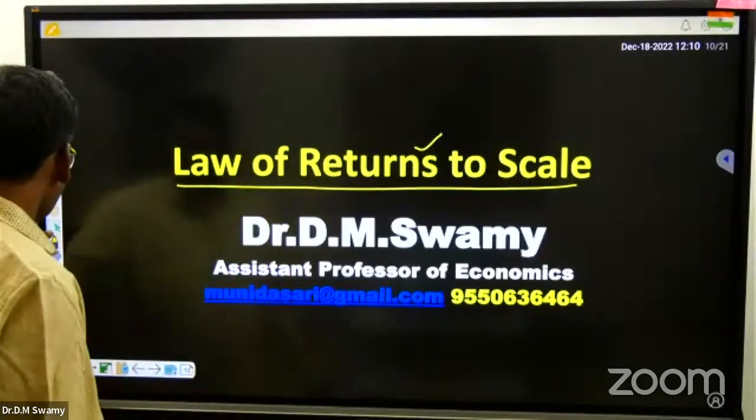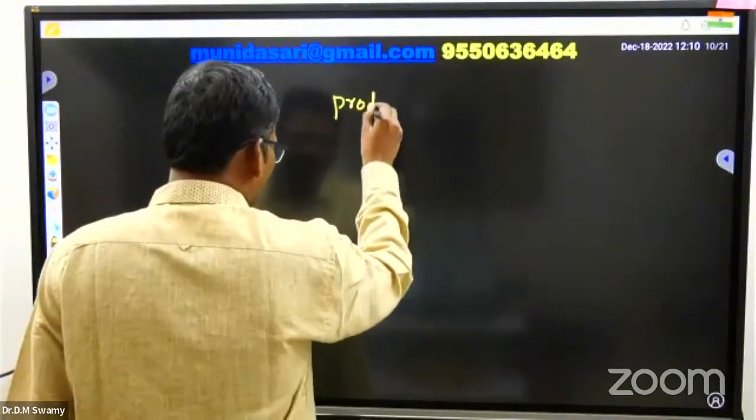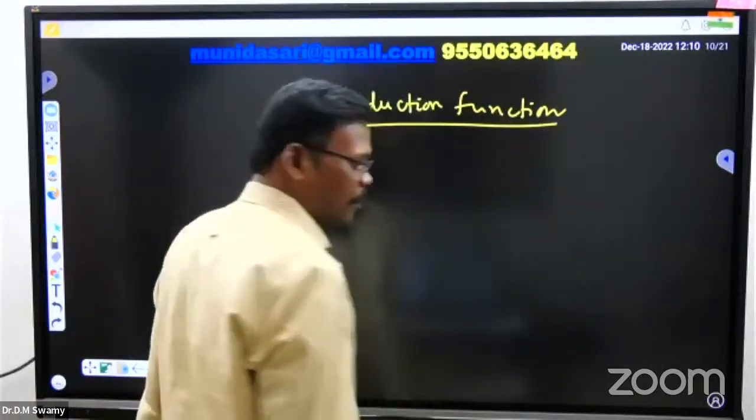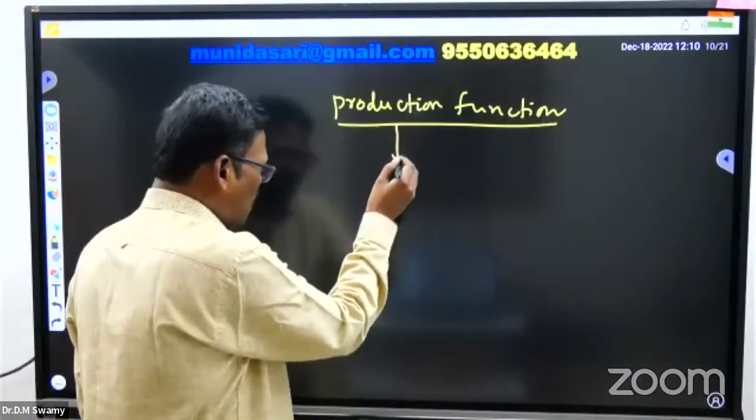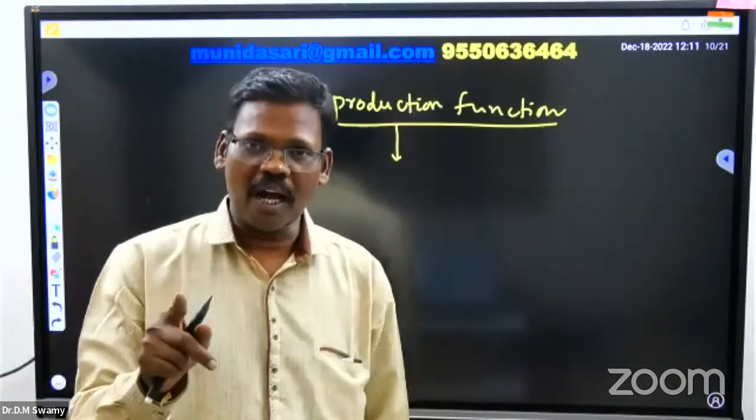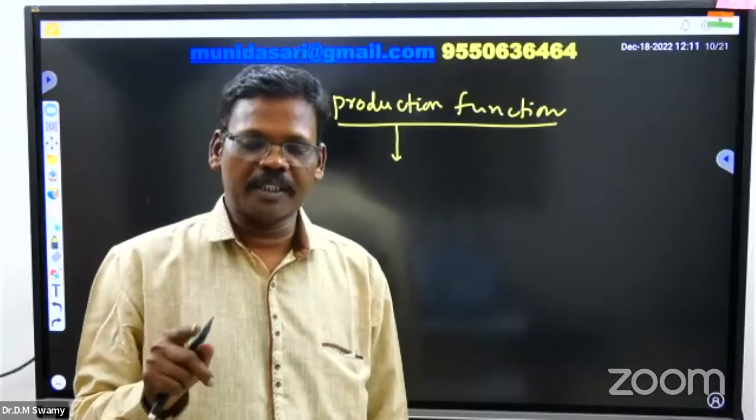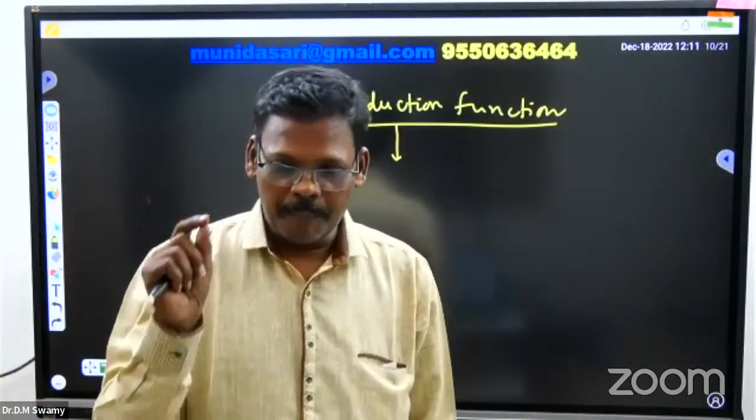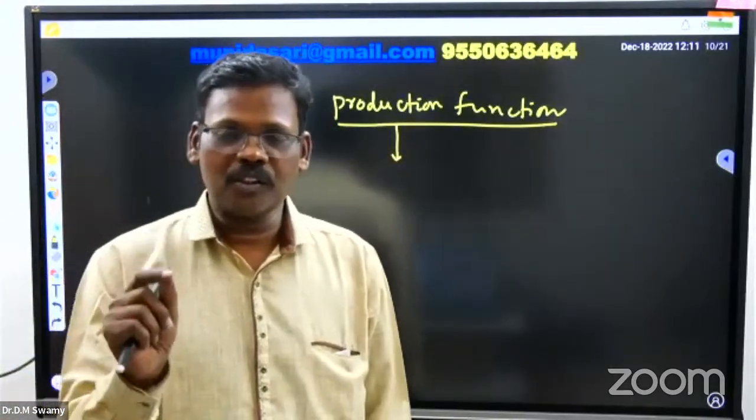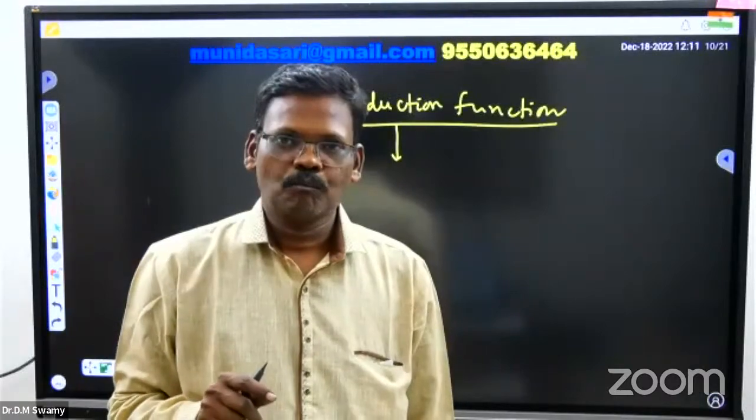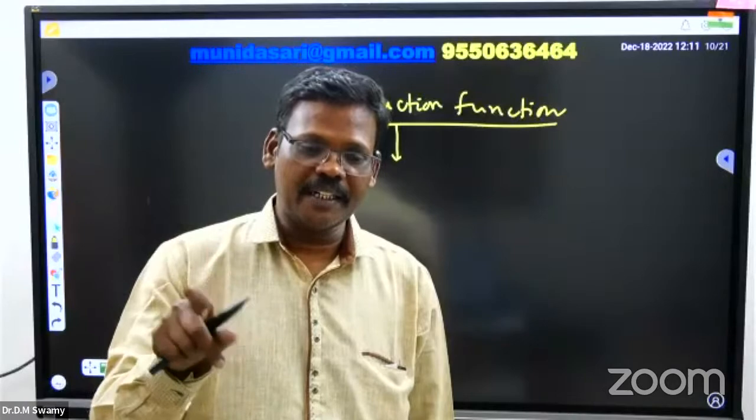So here, as we discussed in the earlier class, that is the production function. When we discuss the production function, it will explain the relationship between input and output. Okay, it will explain the relationship between input and output. So this production function, based on the changes in the factors of production, can be divided into two categories.